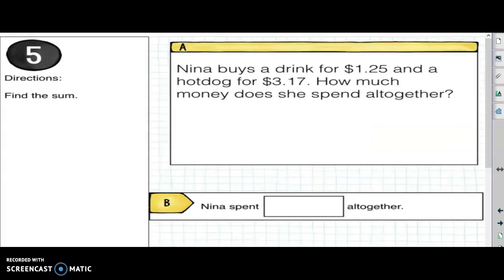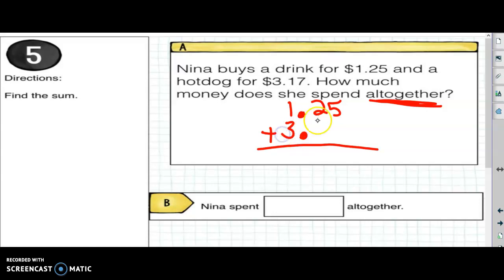Okay, without the pictures, here's a word problem. Nina buys a drink for $1.25 and a hot dog for $3.17. How much money does she have all together? All together means we're going to add. Because this is addition, it doesn't matter which one I put on top. I just have to make sure that my decimal points are lined up. So it's going to be $3.17. And once I have everything lined up, I'm going to solve: 12, 4, decimal point in my answer, and 4. So Nina spends 4, and I need to have my label of dollars, $4.42.